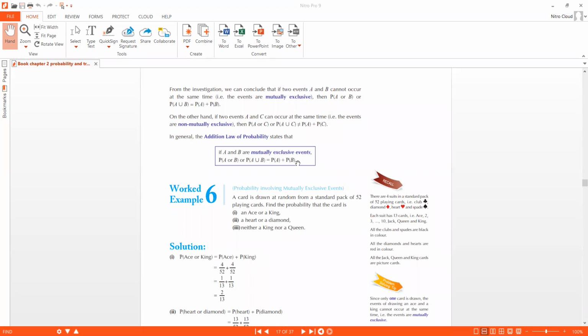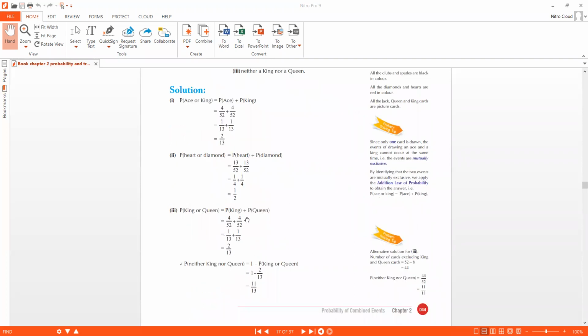Over here, probability of king or queen. Is there anything common in king and queen? They each have 4 cards. My question is, is there anything common in between king and queen? No. Other than that, these are picture cards. So nothing is common.